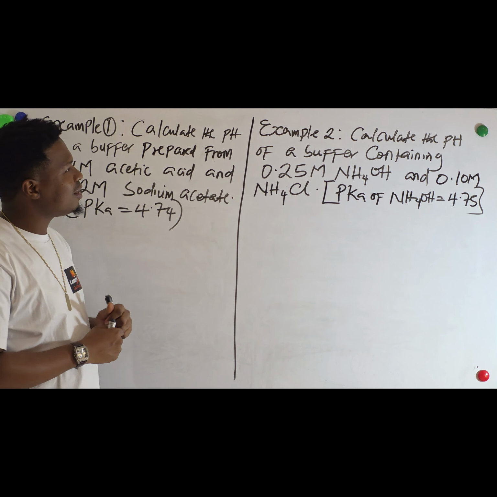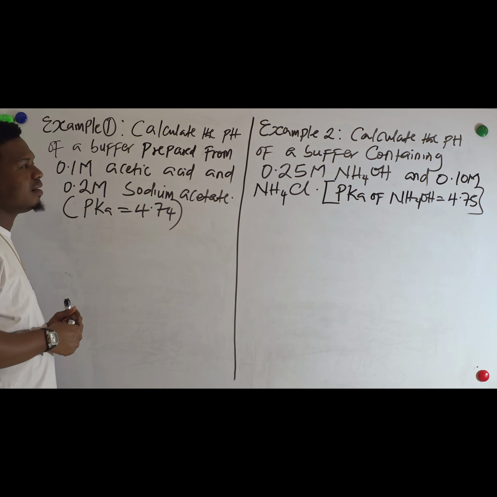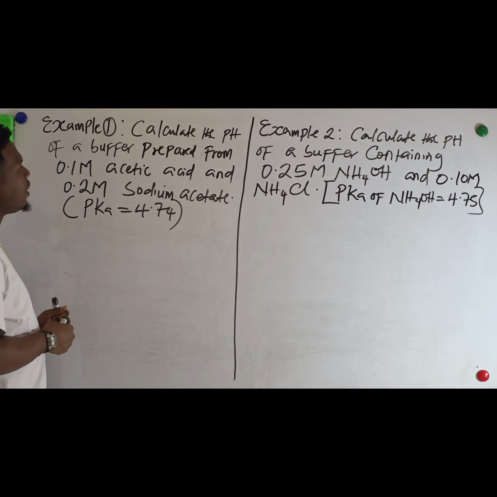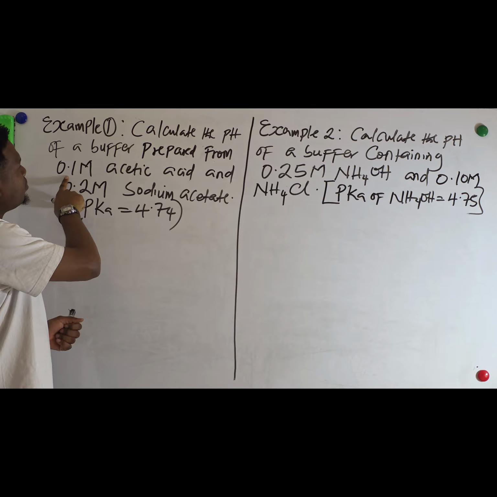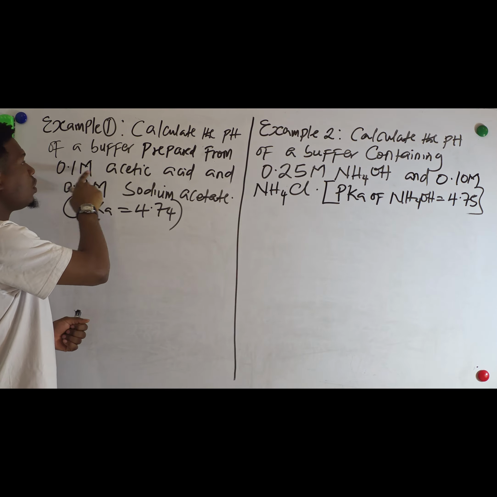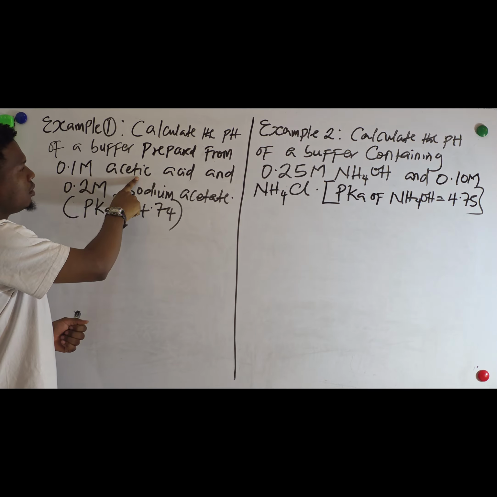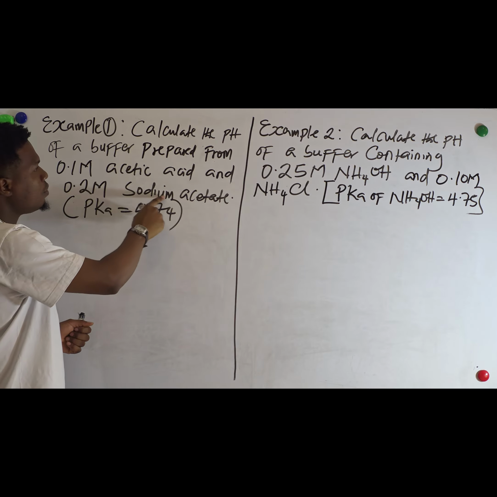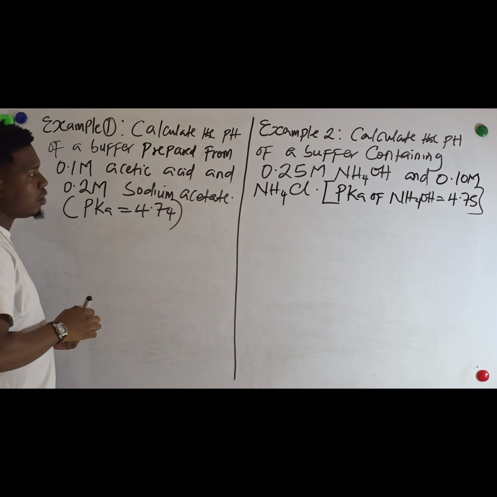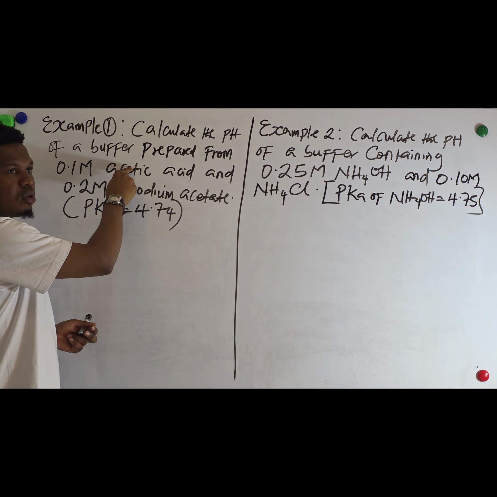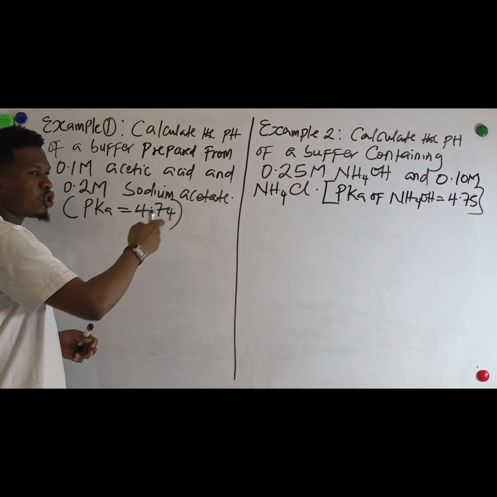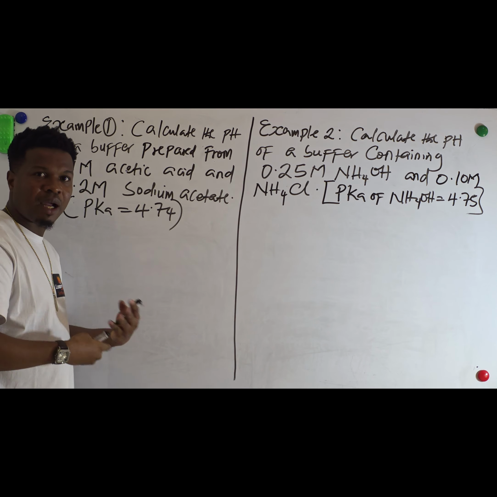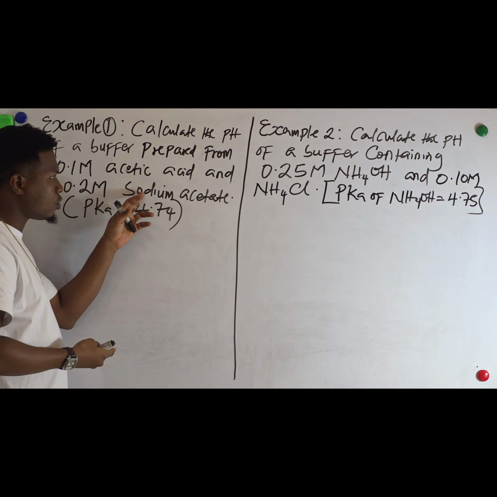Now take a look at this question on the board on buffer. Calculate the pH of a buffer prepared from 0.1 molar acetic acid. So this is the concentration of the acid. And 0.2 molar sodium acetate. Sodium acetate is the salt of this acetic acid. Remember that the salt is formed when a replaceable hydrogen is replaced with a metal, such as sodium.